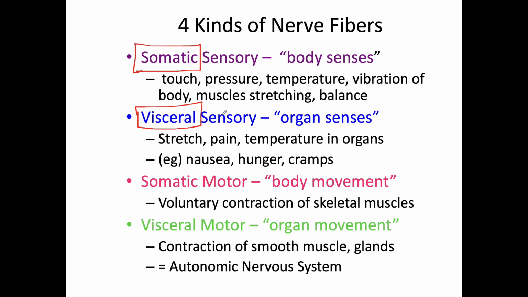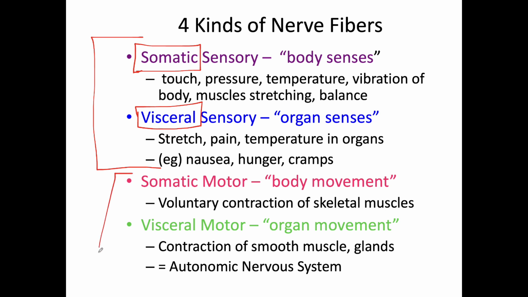Somatic sensory and visceral sensory. I'm going to put them into one block together. These are types of sensory nerve fibers that either sense information from the somatic region or the visceral region. Somatic region includes touch, pressure, temperature, anything you can feel on your skin as part of your somatic sensory. The visceral sensory is anything you can sense internally. What do you sense inside of your body? Nausea, hunger, cramps, could be pain, could be temperature changes internally.